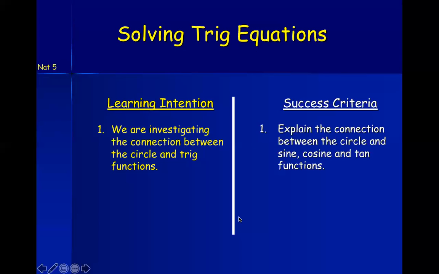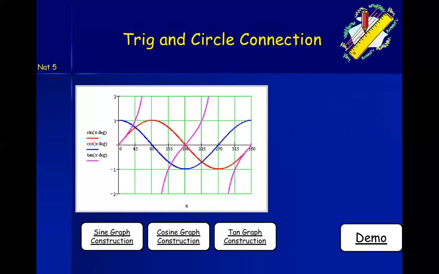Okay, fine. So explain the connection between the circle, the sine, the cosine, and the tan function. So that's what we're going to try and do today, okay? So remember what we did last time? We looked at a sine signal, a cosine signal, and we added the tan signal there. Okay, so I'm not going to go through those constructions. We've done that last week.